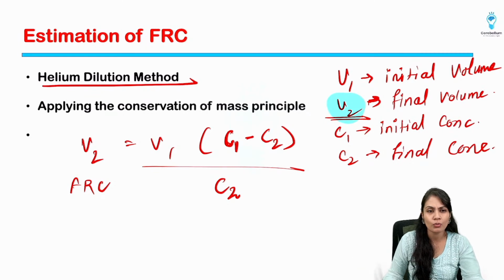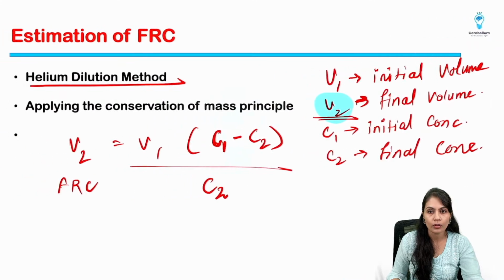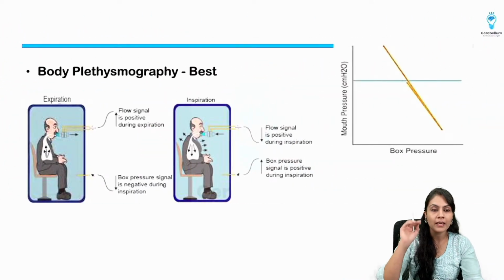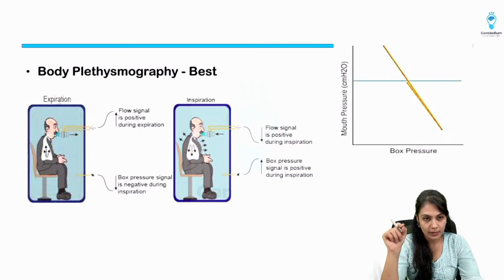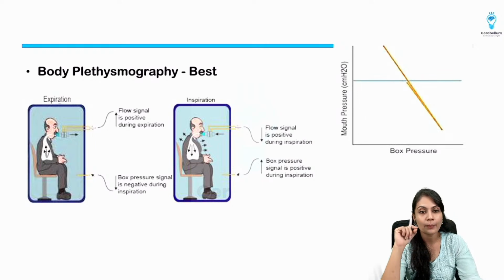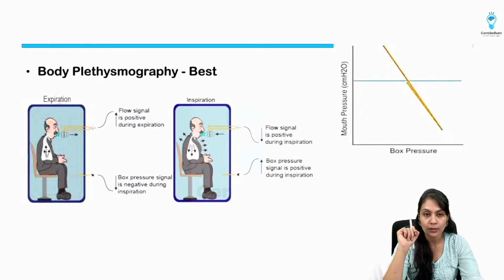Nobody is going to ask you much in detail, but it is important, right? The best method to measure it is going to be body plethysmography. In that, we ask the subject to sit in the box, and we are going to measure the pressure changes in the box as well as in the lungs.